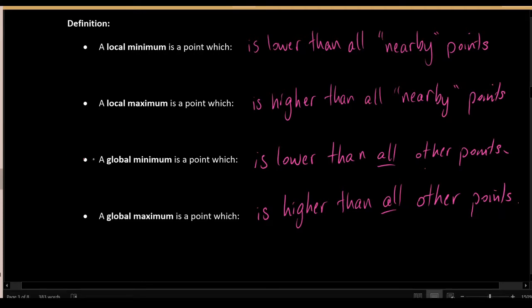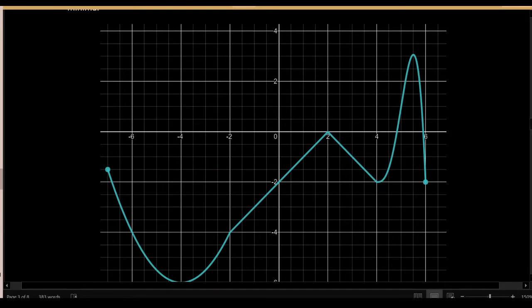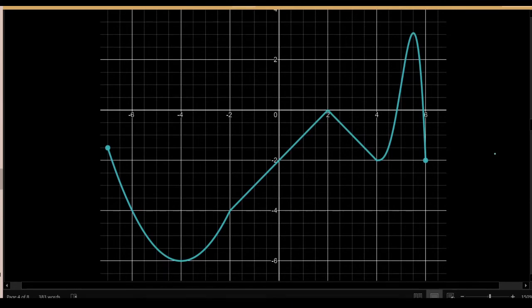So let's quickly go ahead and make this concrete with an example. Let's have a look at the graph given here and let's identify the locations of all the local maxes, all the local mins, all the global maxes, and all the global mins. Looking at this graph, for the global max, which point is higher than all the other points on the entire graph? It seems to me that the global max is located right here. I'll call this point A for short. This point is higher than any other point on the graph, therefore it is the global maximum.